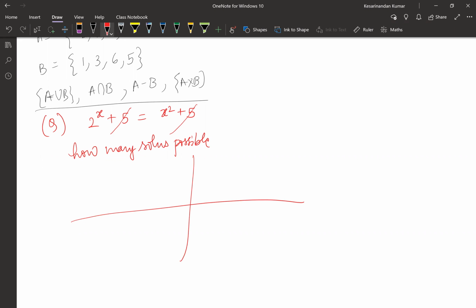If this is your coordinate axis, your 2 raised to x will be something like this, where this is which point, guys? 2 or 1? At x is equal to 0, this will be 1. 2 raised to x, put x is 0, you will have 1.